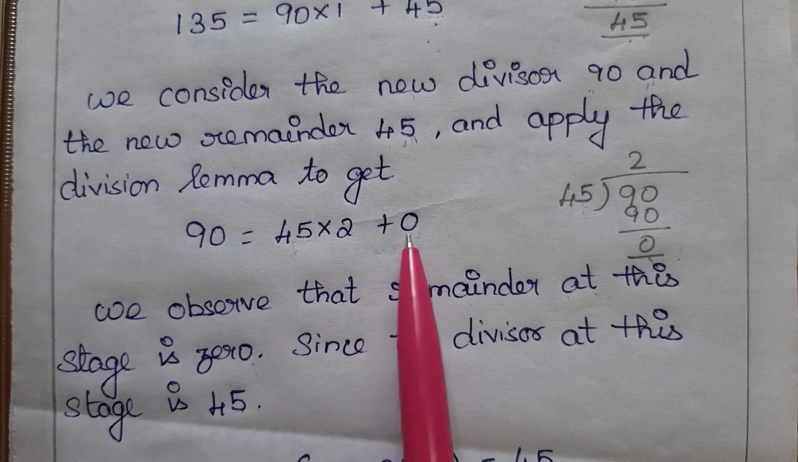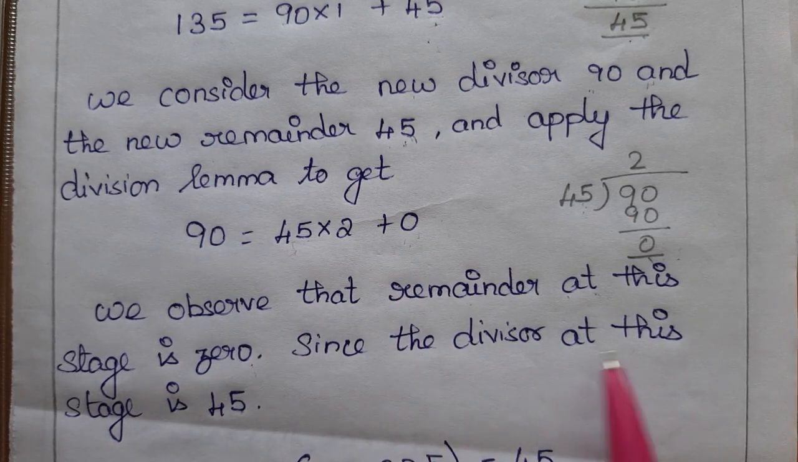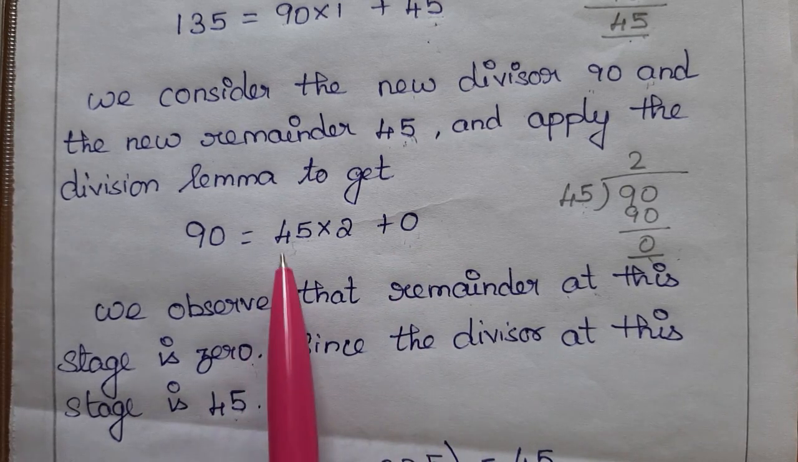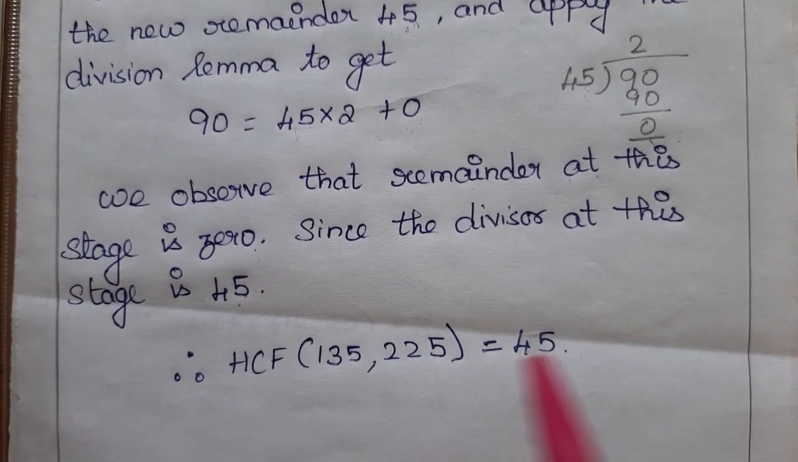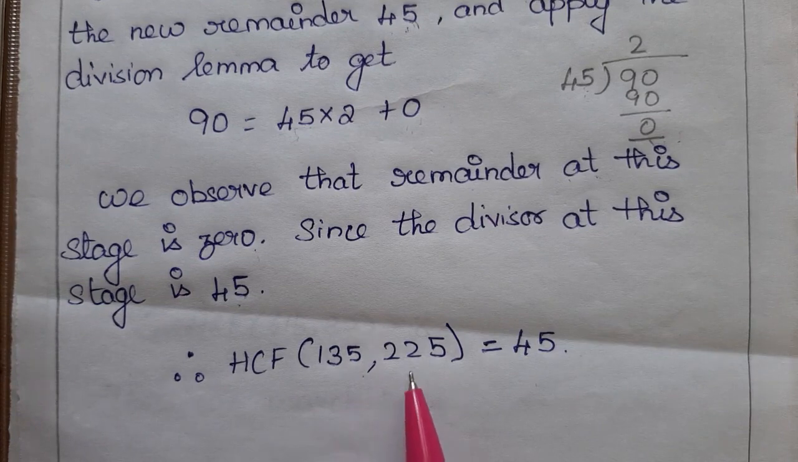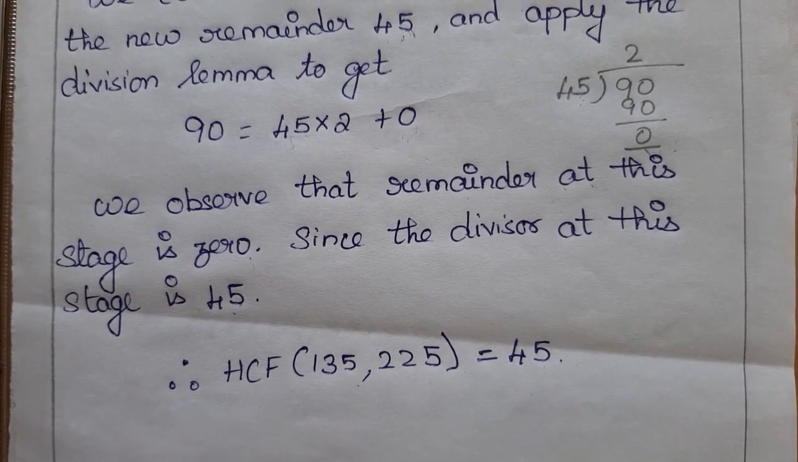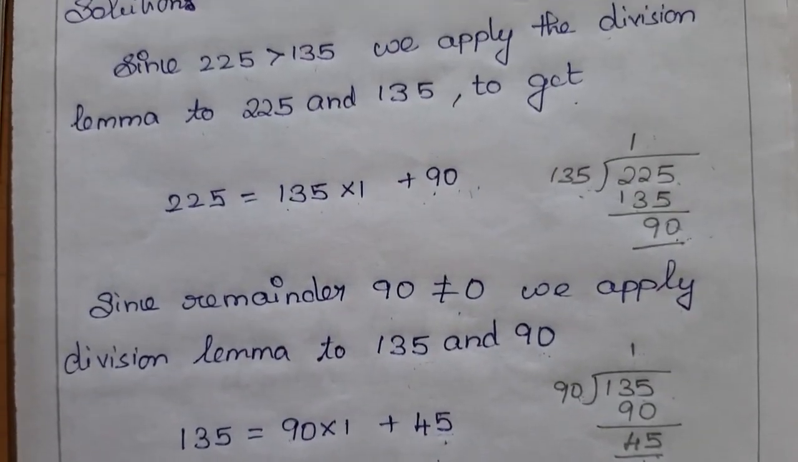Yes, we observe that the remainder at this stage is 0, since the divisor at this stage is 45. So what is 45 now? The 45 is the HCF. So the HCF of 135 and 225 is equal to 45. Right? Once again we have a recap of this.